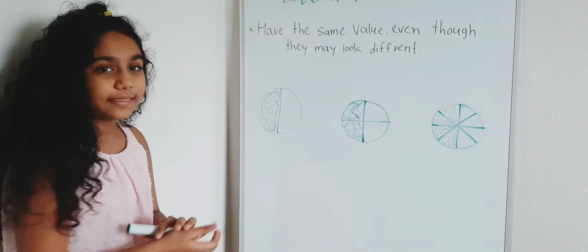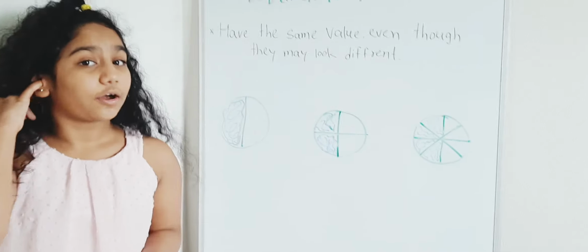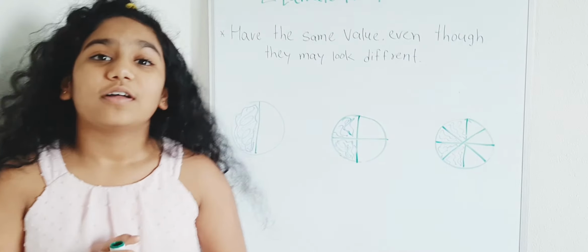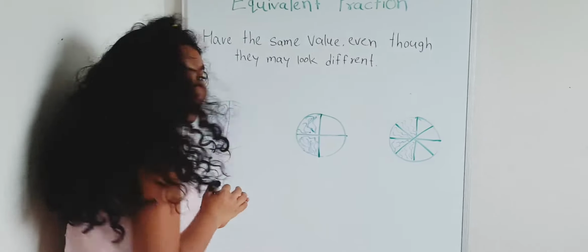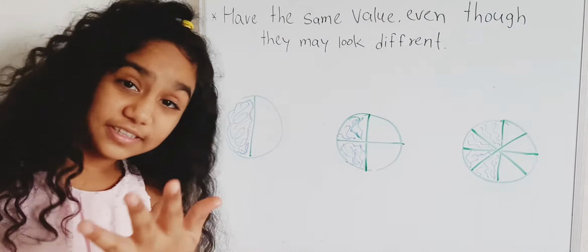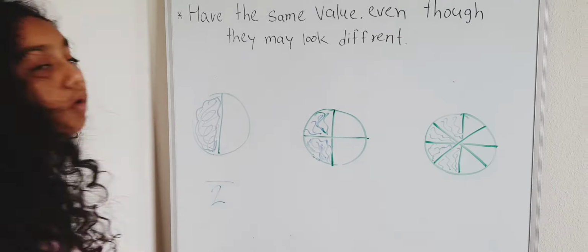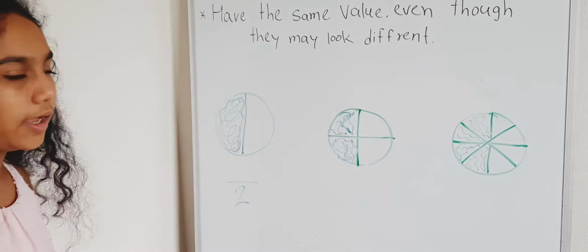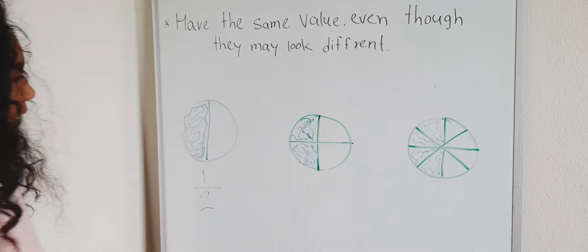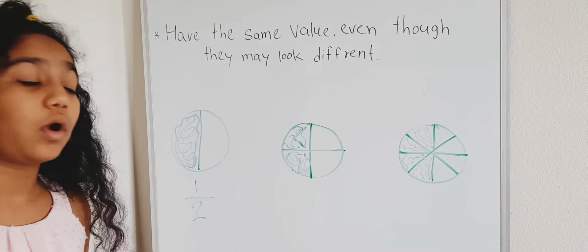So, let's get these fractions out. If you don't know fractions, you should check out our fraction video. So, okay, let's take these fractions. Two parts, so the denominator? Two. How many parts are shaded? One. So, the numerator is one. Okay. How many parts? Four. So, what's the denominator? Four.